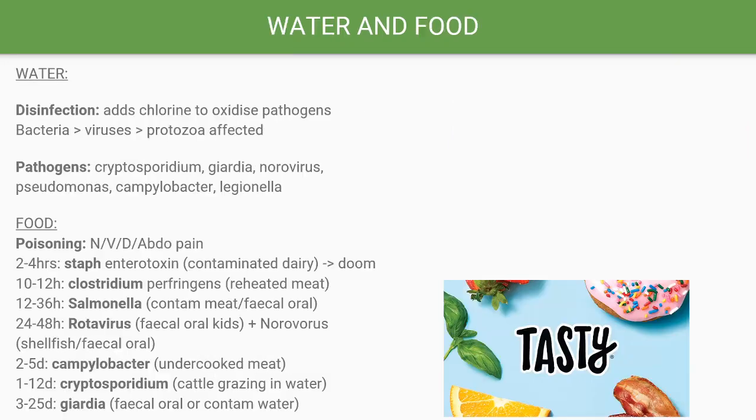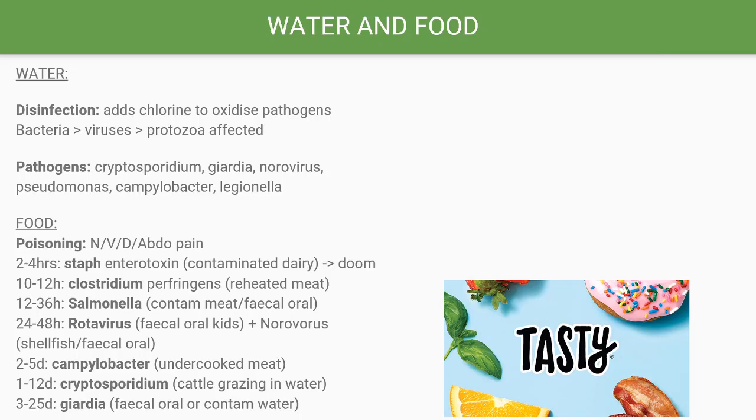Oh, cool. Alright, so water and food. When you disinfect water, you add chlorine and it will oxidize pathogens, and it's most effective with bacteria and then protozoa last. In terms of the pathogens that are common, it's Cryptosporidium, Giardia, Norovirus, Pseudomonas, Campylobacter, and Legionella. And Legionella is that one that goes in the water towers, and there's that classic pneumonia question. And you can do a urinary antigen test.